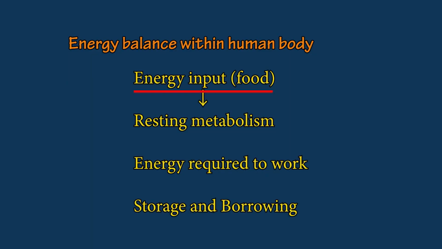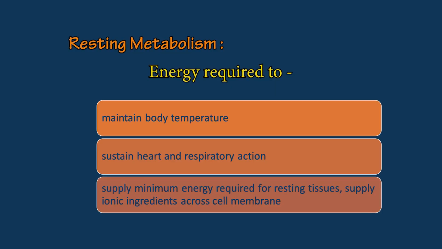Initially, the energy input is used to maintain resting metabolism. Now what is resting metabolism? Resting metabolism is actually the energy required to firstly maintain body temperature, secondly sustain heart and respiratory action, and thirdly supply the minimum energy required for resting tissues, supplying ionic ingredients across cell membranes.